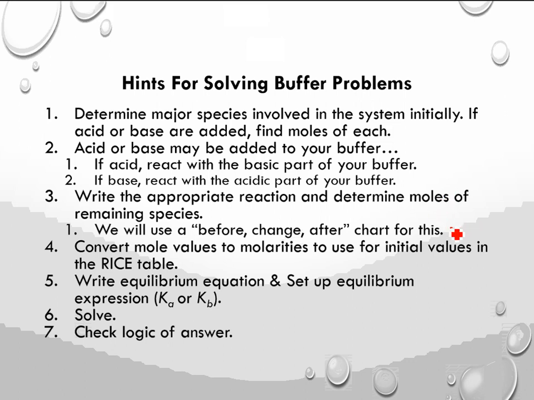You'll see us use a before change after chart. Before change after is not a rice table. It's basically just making sure we know what's reacting and what's left over afterward. And then we'll convert into molarities and build a rice table so we can find equilibrium concentrations. Then we can do our Ka setup, or now that we have this new tool, the Henderson-Hasselbalch equation. And always at the end, we're going to check logic.